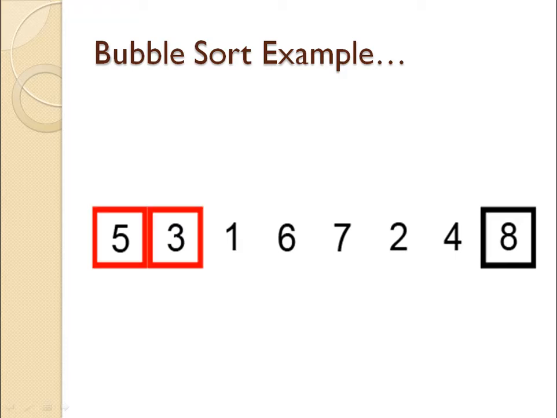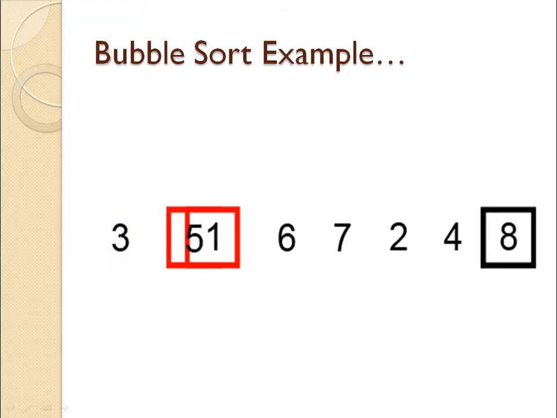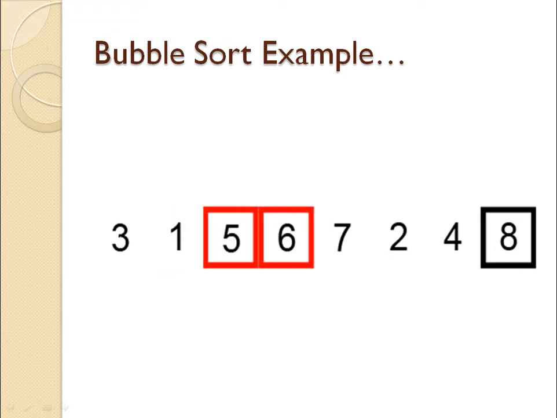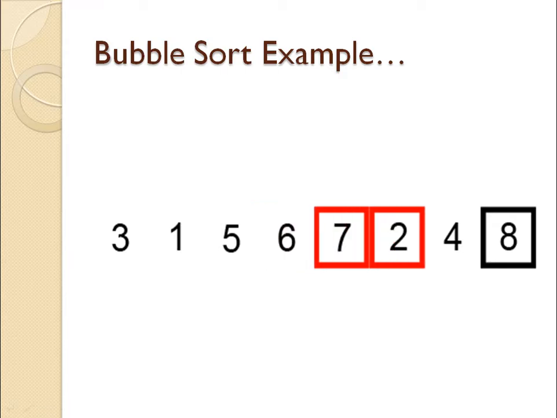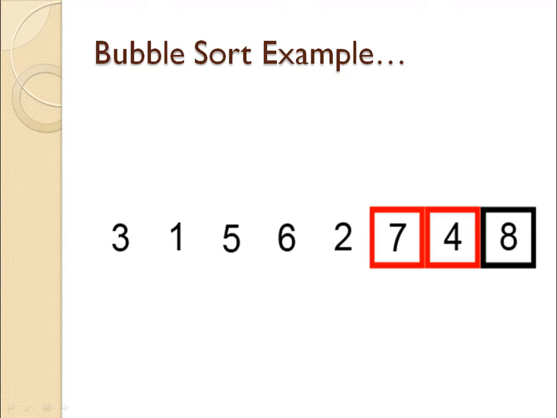Now 5 and 3 will be compared, swapped. This is the second pass. 5 and 1 compared, swapped. 5 and 6 compared, no swapping required. 6 and 7 compared, no swapping. 7 and 2 compared, swapped. Swapping means changing the place. 7 and 4 compared, swapped. Now after the second pass, 7 is also at its exact position.